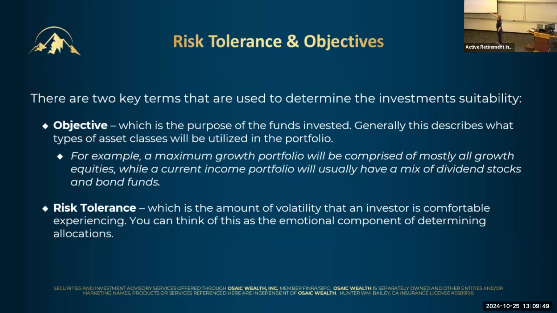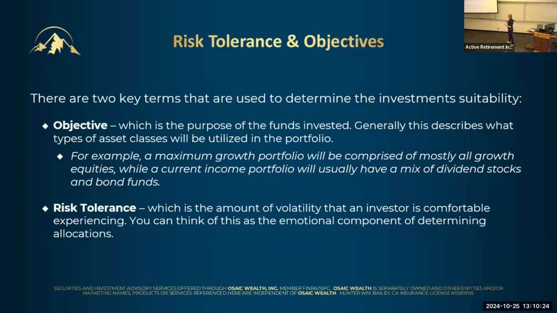So a maximum growth portfolio will be comprised of mostly all growth equities. Like you're not going to see much. If you're doing maximum growth, there's no reason to be looking for dividends. There's no reason to be looking for income, because the whole point is you want to be in companies that are going to grow their market share so that their valuations increase. But if you're looking for an income portfolio, you're usually looking for a mix of dividend stocks and bond funds. Dividend stocks because you can get a little bit of income, but you're also getting inflation protection, and bonds because that's where most of the income is most of the time.